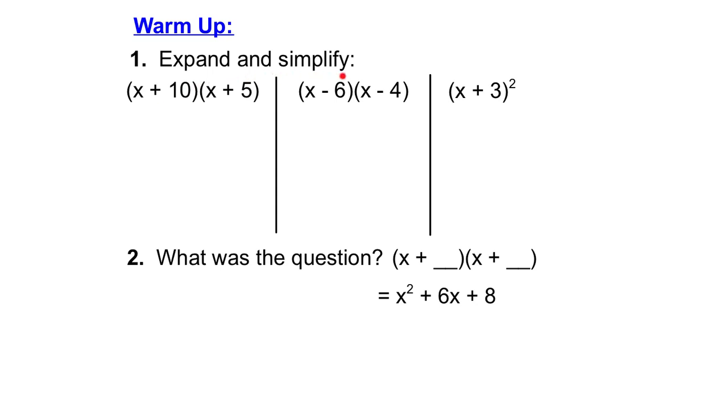Expand and simplify. And then, what was the question? So in this one, you're working backwards. What were you multiplying together to get this as an answer after you expand and simplify? So pause the video and try these.